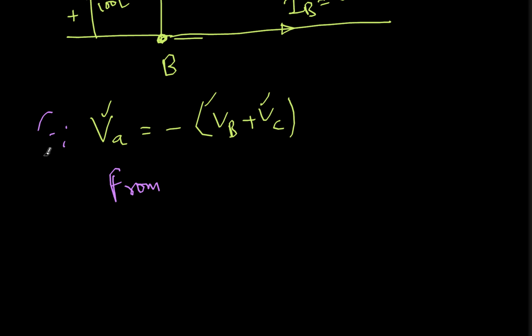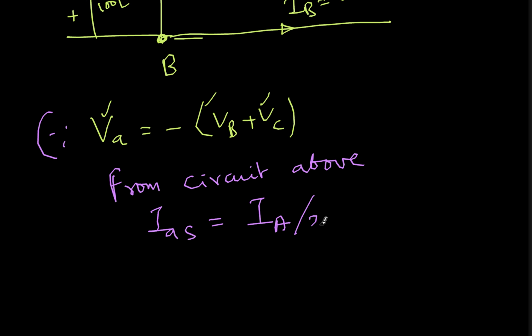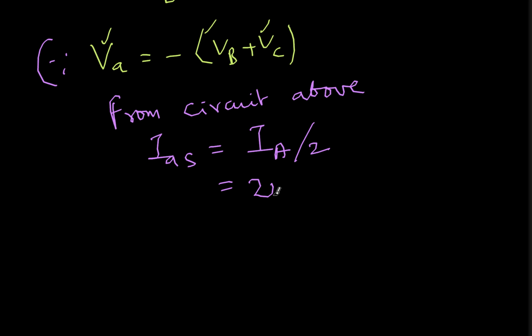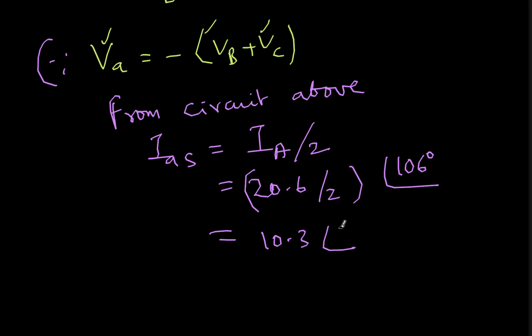From this, since VA is equal to this, from the circuit above, IA in source is nothing but I line current by 2. So which is nothing but 20.6 by 2, angle remains the same, which is 106 degrees. 10.3, 106 degrees. This is A phase source current.